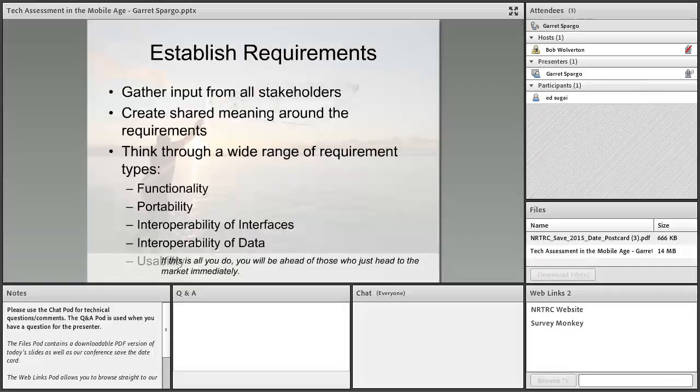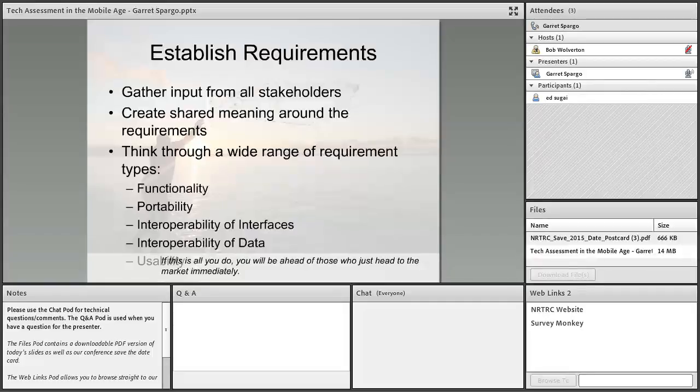The issue is that what X means to the technician, and X to the clinician, those might be widely different concepts. So really spending time to dig into the requirements, I think, is very important, and will help reduce confusion down the assessment road.